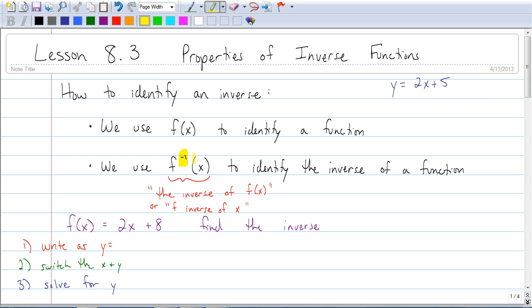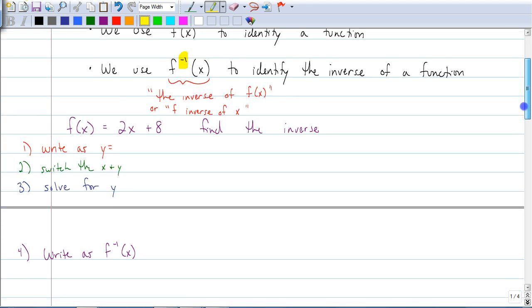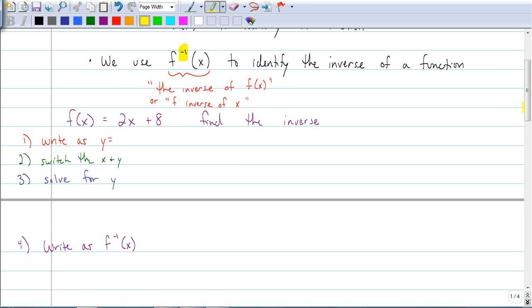So for example, let's look at this one here. We have f of x equals 2x plus 8. We're going to find the inverse here. That's our goal. Now basically we're going to do this in a four-step process. The first step, well, we know that to find the inverse we switch the x and the y. Well, here I don't have a y. I have f of x equals 2 times x plus 8, but there's no y.